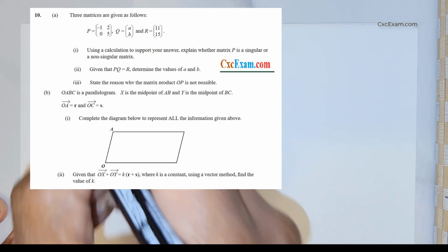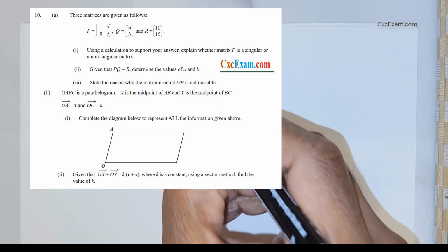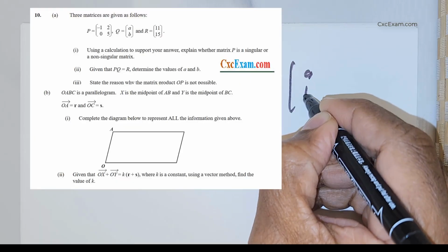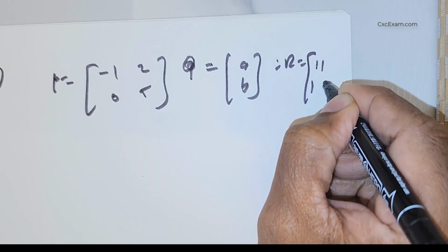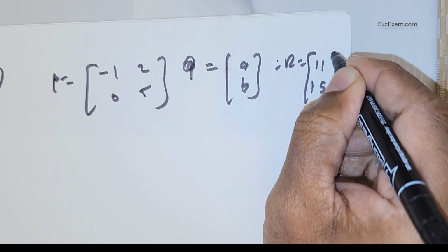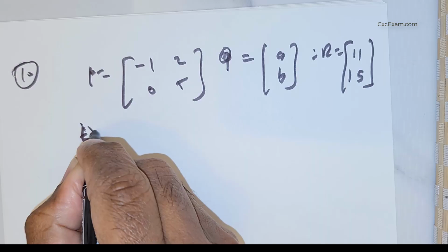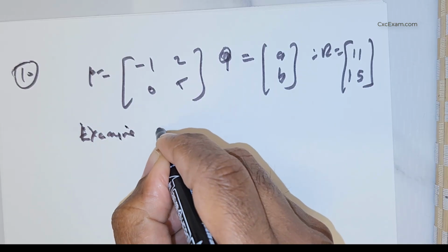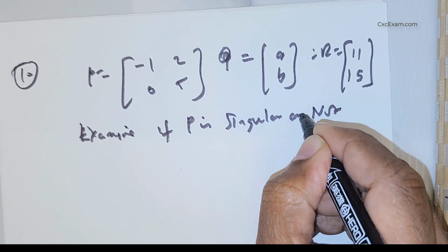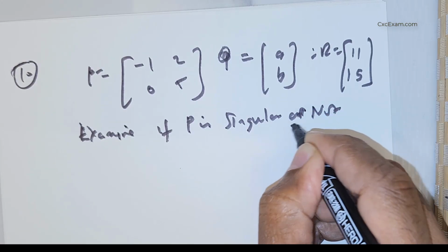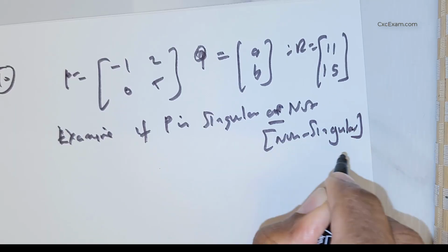This is question number 10. We are given P equal to the matrix -1, 2, 0, 5. Q is A, B, this is Q, and R is 11 and 15. Now they are asking us to examine if P is singular or not. When they say not, it means non-singular. So we have to check that.